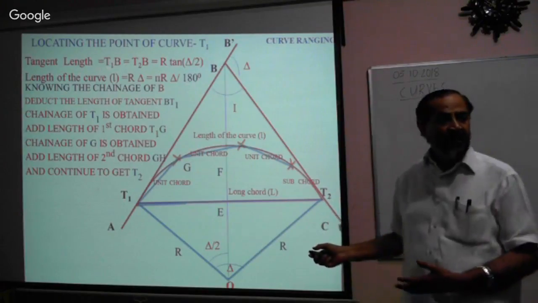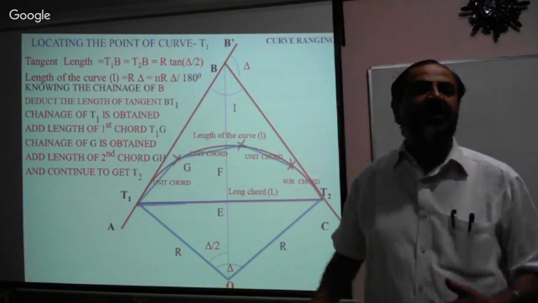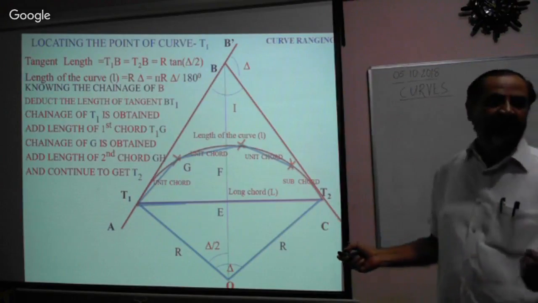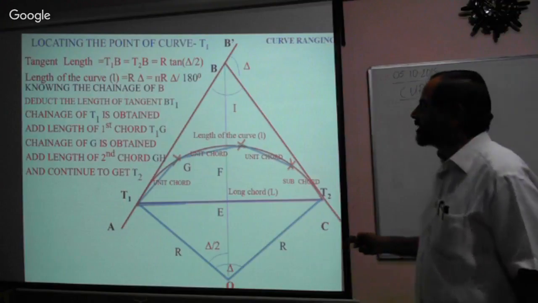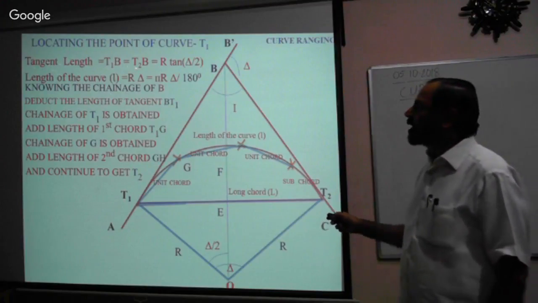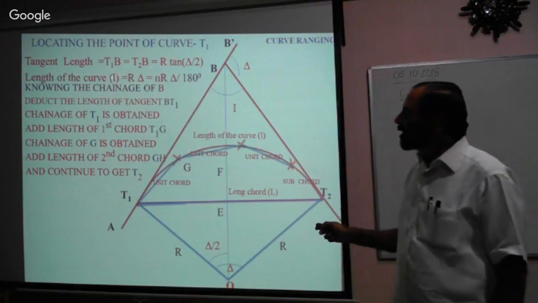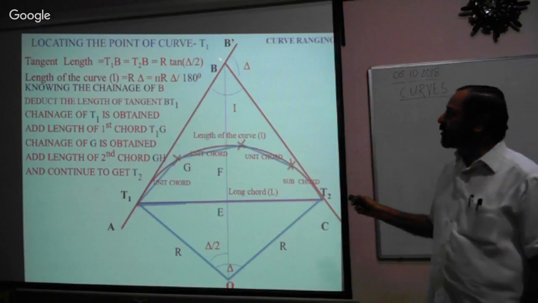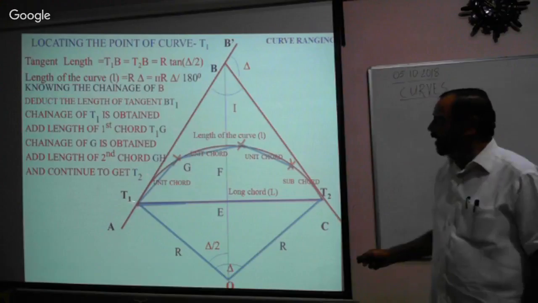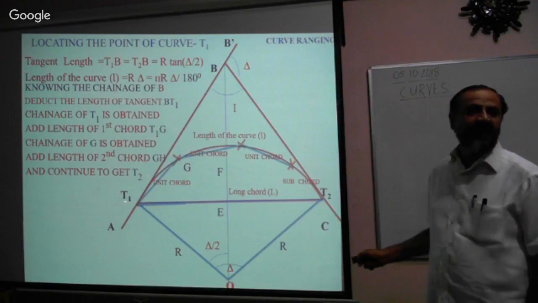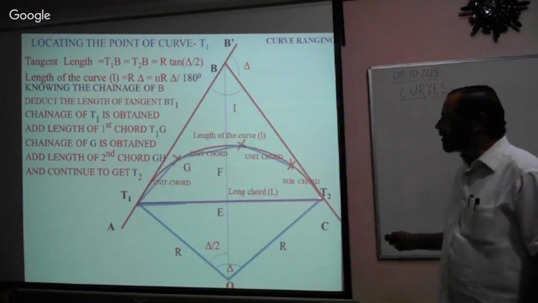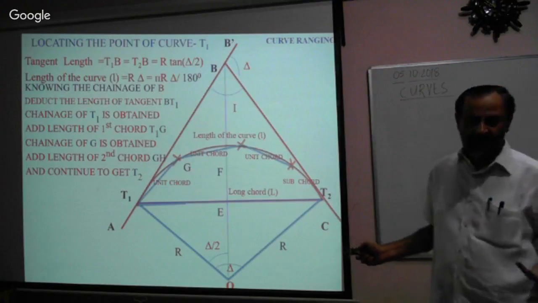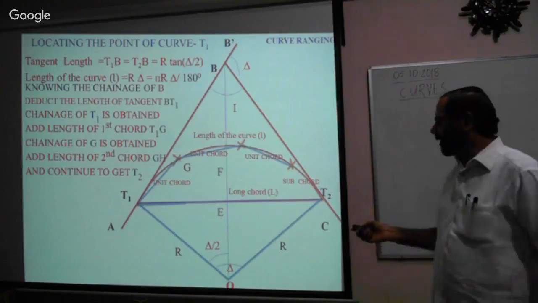Sometimes these things will be asked in the examination. Each slide may be a question in the examination, for a 5-mark question, sometimes 7-mark, sometimes 8, depending upon the examiner. Now see, calculate the tangent length, calculate the curve length. Then, knowing the chainage of B, deduct the tangent length and get the chainage of T1. Then add the curve length, and we'll get the chainage of T2. It is a simple process. Understood? Got it? Okay, we'll go ahead.